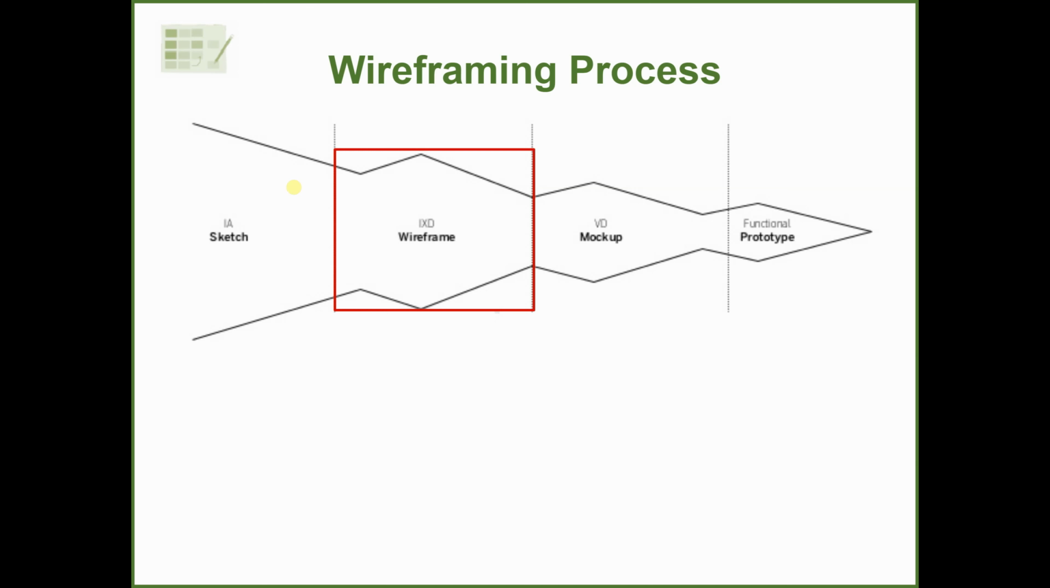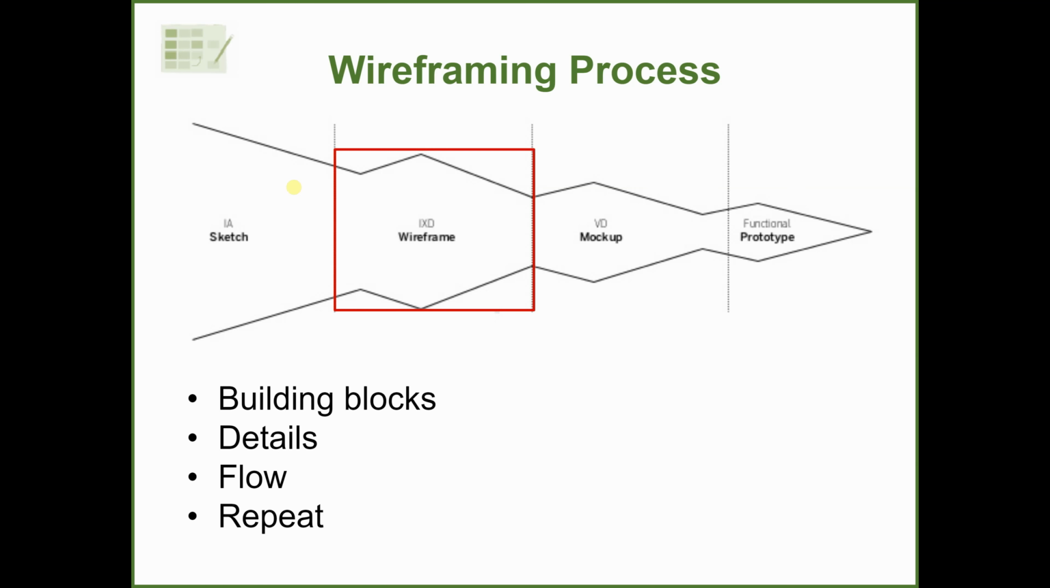The best way to start wireframing is to grab a big marker pen or a pencil and a stash of paper, and most importantly, feel inspired. Start the process by first creating building blocks of the wireframe, then fill in details, then work out the flow, and then repeat if necessary.